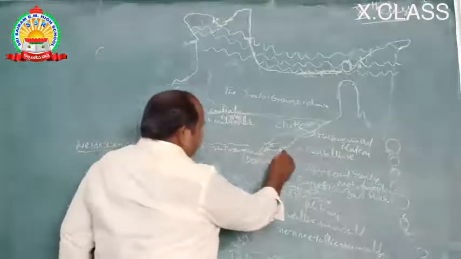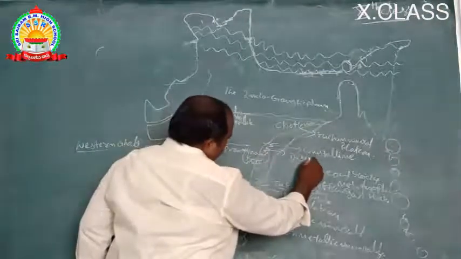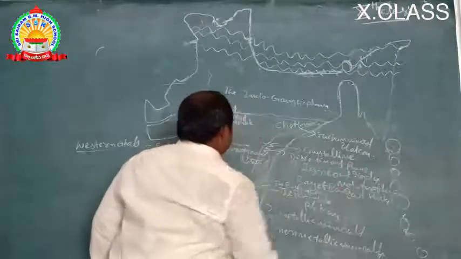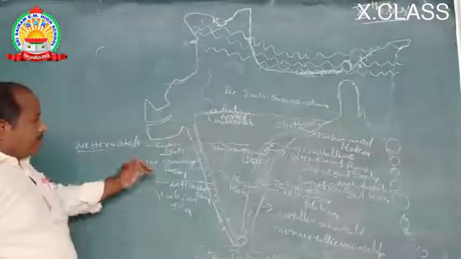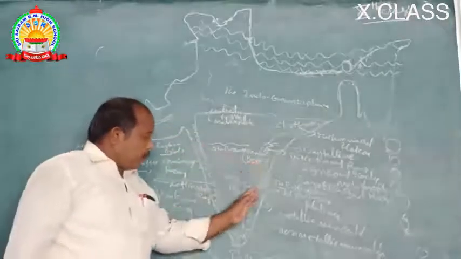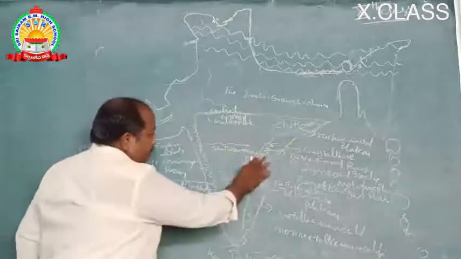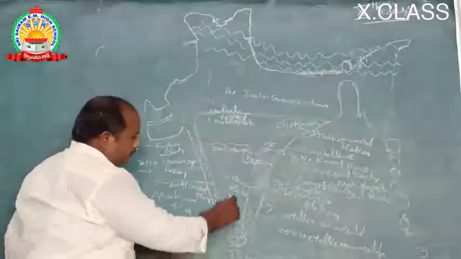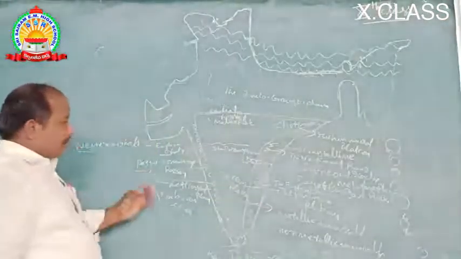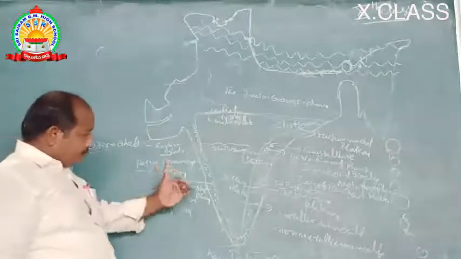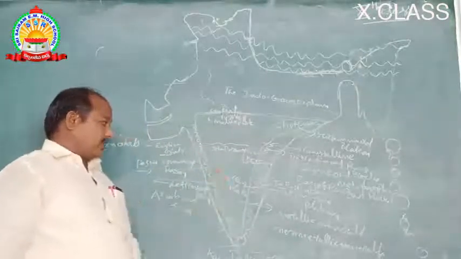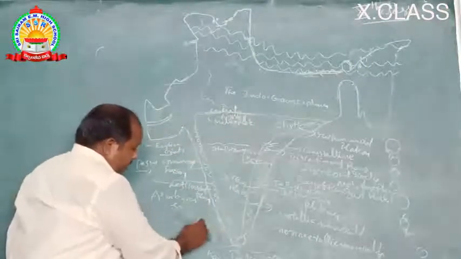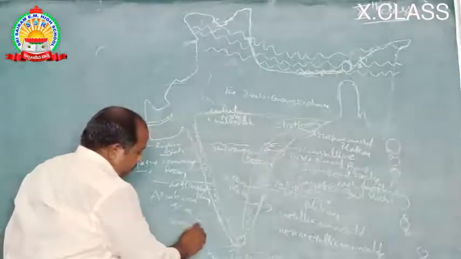The Eastern Ghats are discontinuous ranges. There are many gaps cut by rivers. That is why gaps are formed here. Here the Godavari is flowing, here the Krishna river flows, here the Kaveri river flows. That is why gaps also formed in the Eastern Ghats. The length of the Western Ghats is 1600 kilometers.